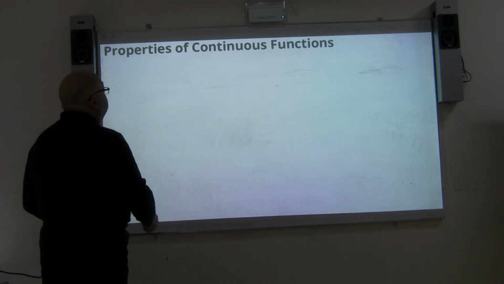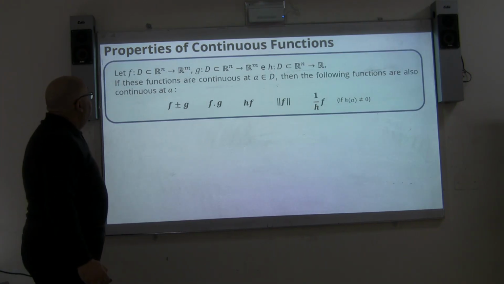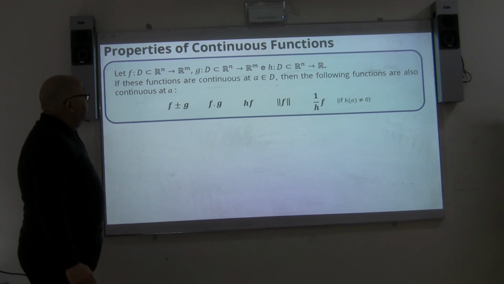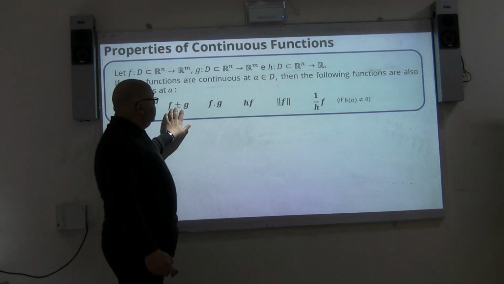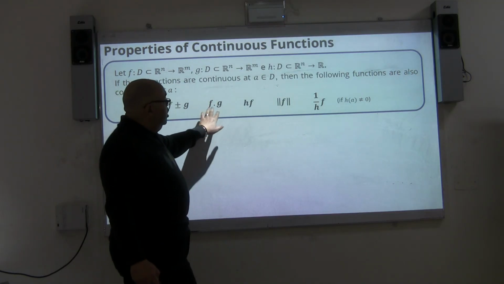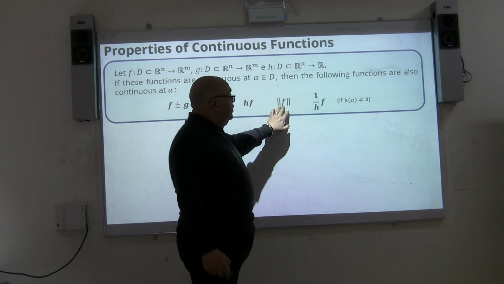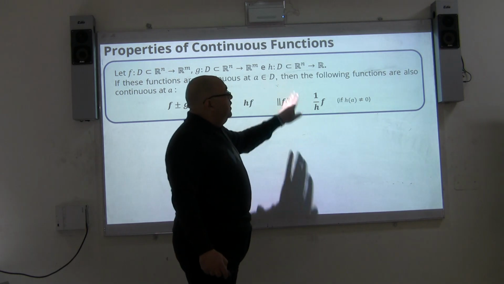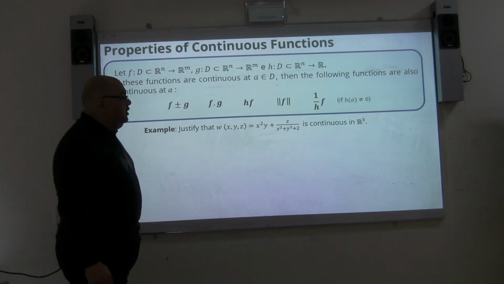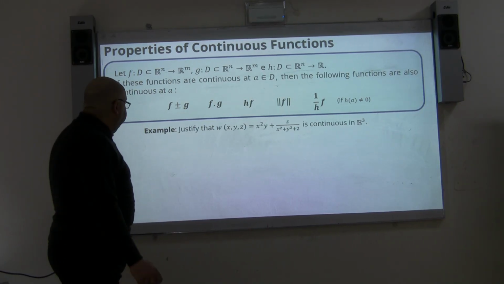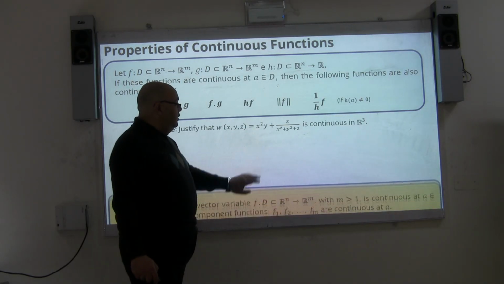But now I want to talk about the properties of continuous functions. As we saw previously, if we have two continuous functions, then the addition, subtraction, multiplication by a constant, the magnitude, or the division gives a function that is going to be continuous, as long as you are avoiding the points where the denominator is 0. That's the justification for this function to be continuous.